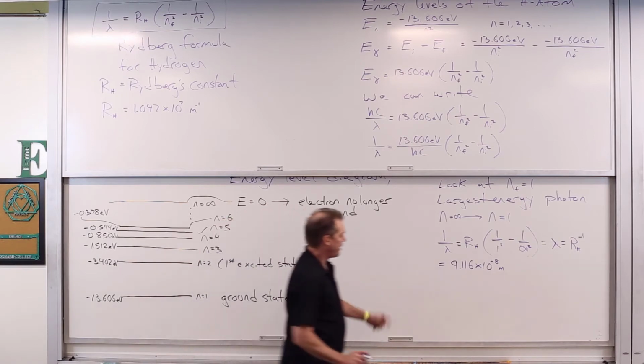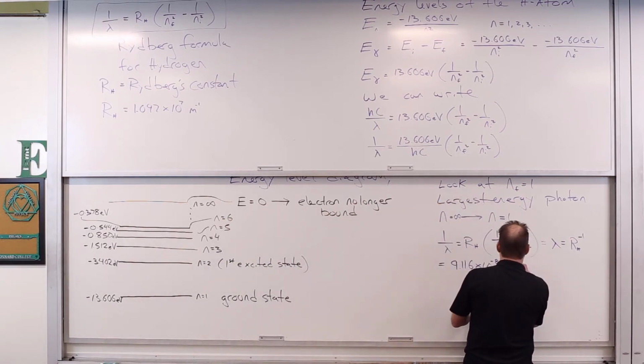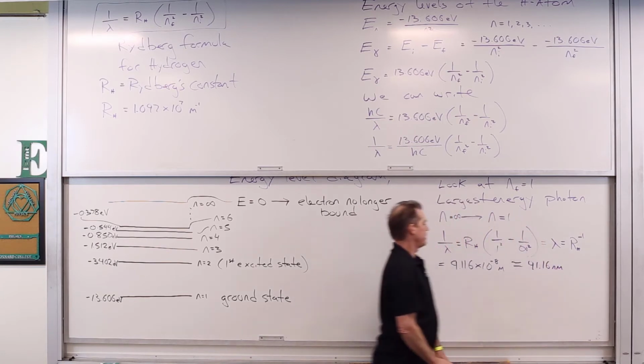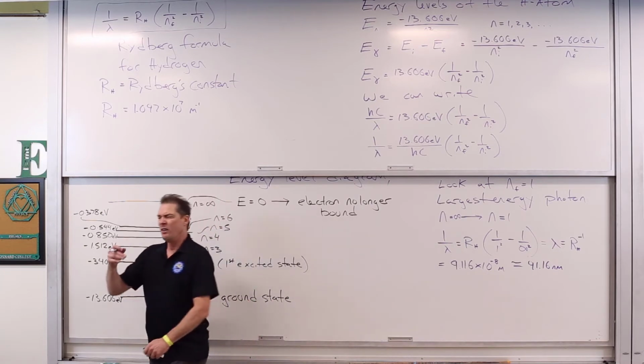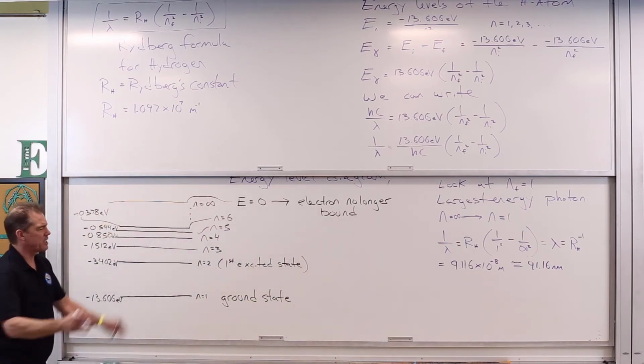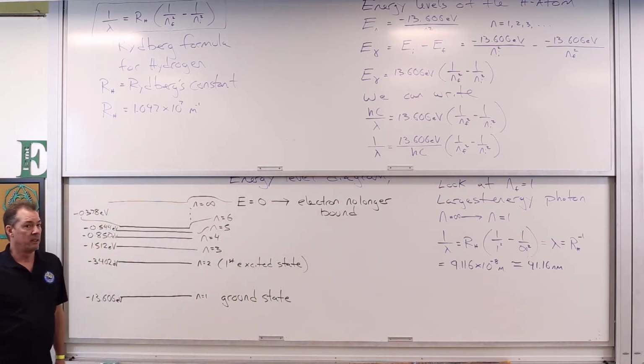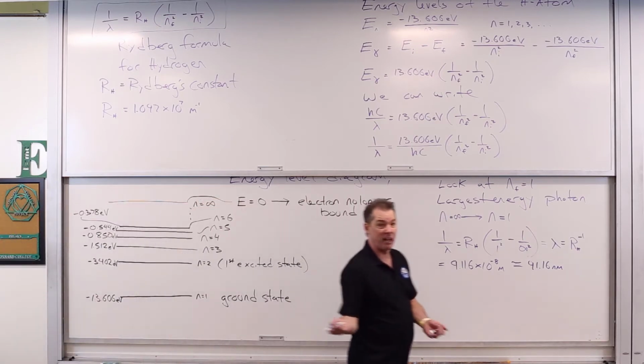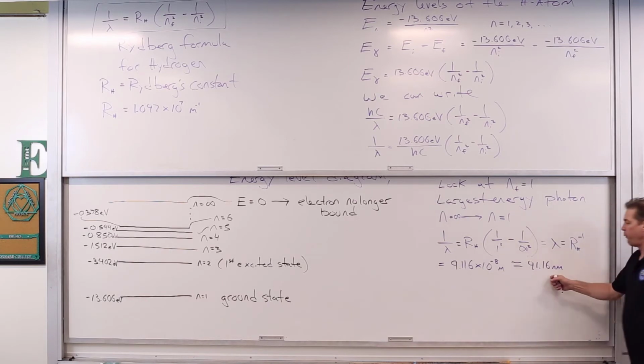What is that wavelength? Well, if we move this over 1 decimal place, we could write this as 91.16 nanometers. And ask ourselves, what portion of the electromagnetic spectrum is that wavelength of light? It's definitely not visible. Visible is from 400 to 700 nanometers. This is below 400. This is ultraviolet light.